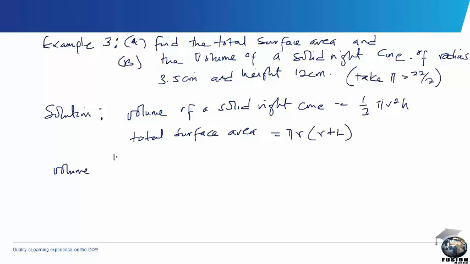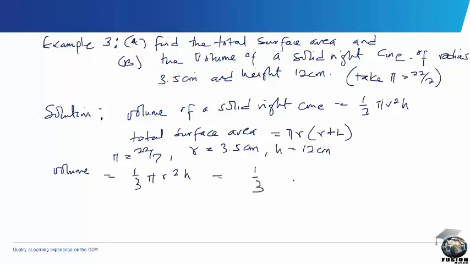Okay, because we have pi equal to 22/7, radius r equal to 3.5 cm, and height equal to 12 cm. So the volume, which is 1/3 pi r squared h, is equal to 1/3 times 22/7 times 3.5 squared times h, the height, which is 12 cm.